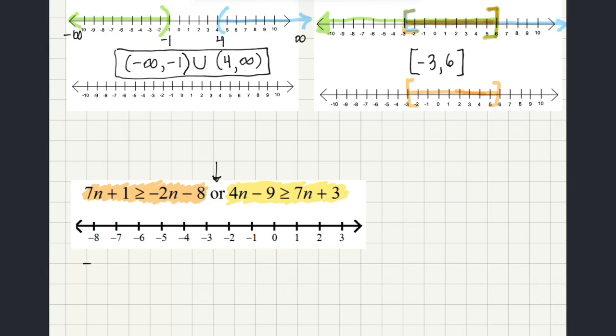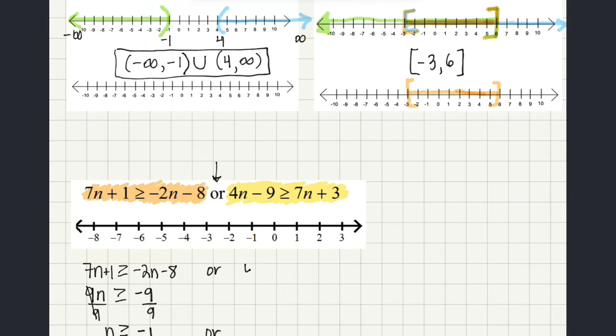So we'll solve 7n plus 1 is greater than or equal to negative 2n minus 8 first. I'm going to add the 2n to both sides, which gives me 9n plus 1 is greater than or equal to negative 8. I'm going to subtract the 1 from both sides, and I get 9n is greater than or equal to negative 9. Now I'm going to divide both sides by positive 9. n is greater than or equal to negative 1.